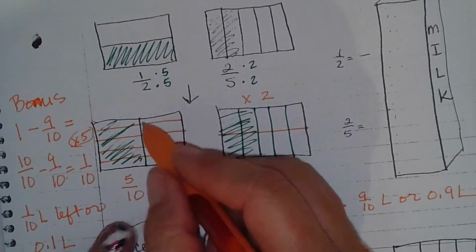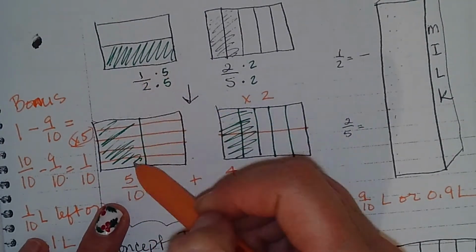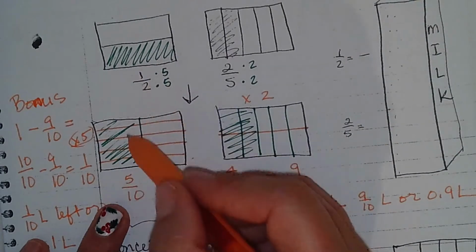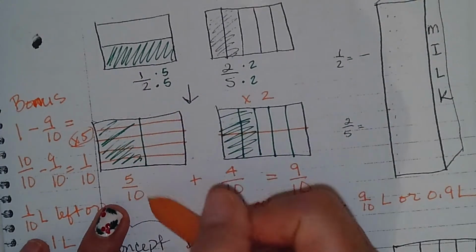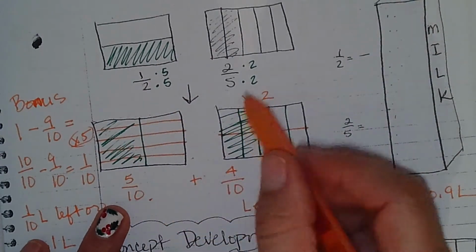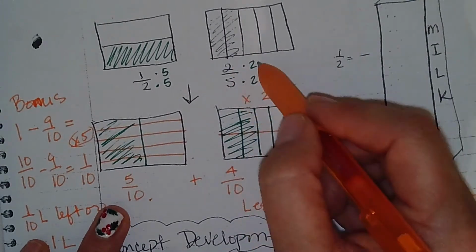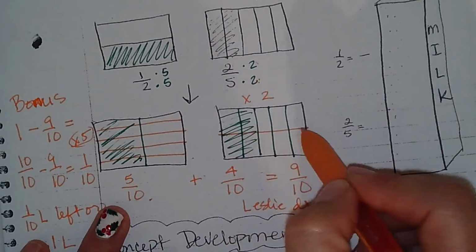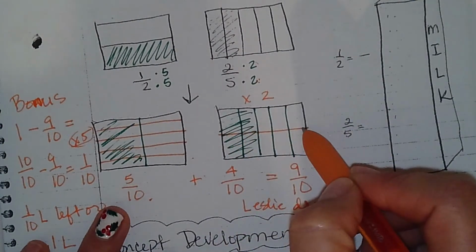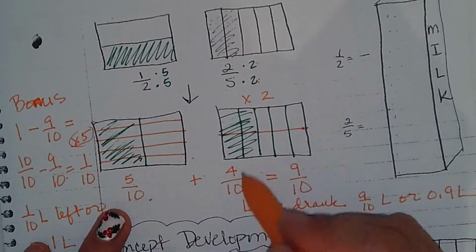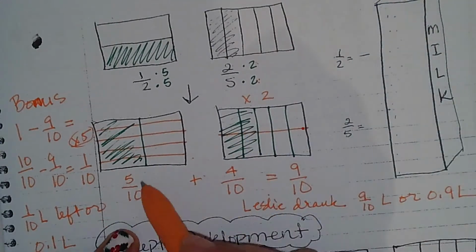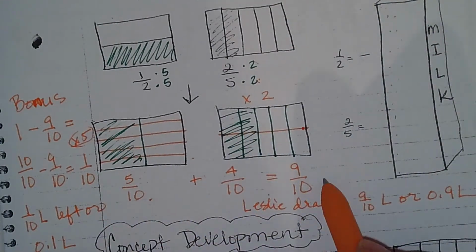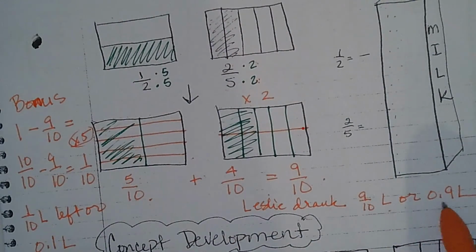So now, remember, I'm taking up the same amount of space as I did up here. So now instead of 1/2, I have 5/10. Over here, I had started with 2/5, but I needed to double it and multiply by 2. So I doubled the amount of units, and now I have 4/10. So if you add 5/10 plus 4/10, you get 9/10. So Leslie drank 9/10 of a liter, or 0.9 liters.